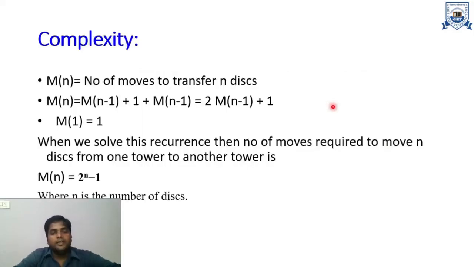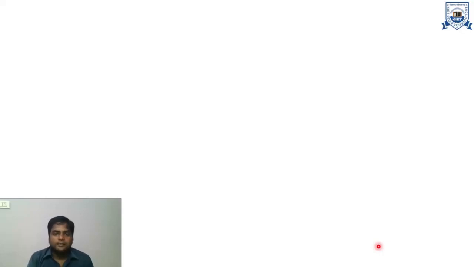So this is the way we can find the number of movements in the Tower of Hanoi problem. I think this concept is very clear to you.